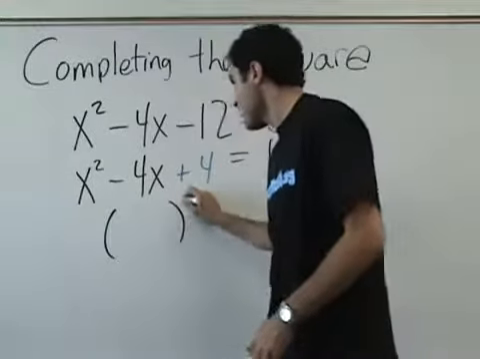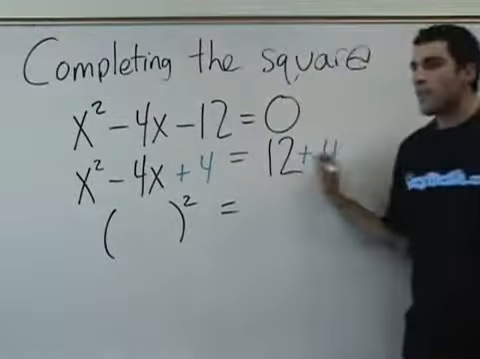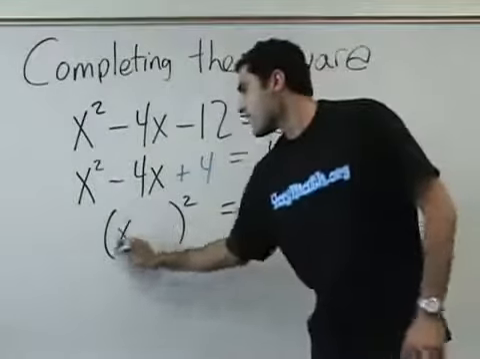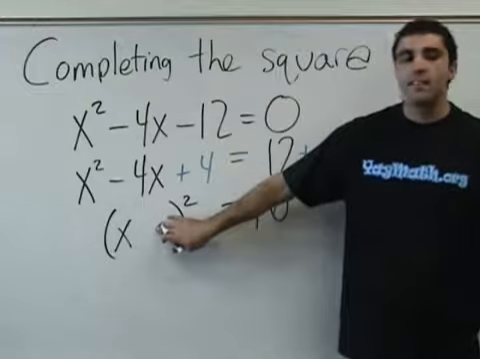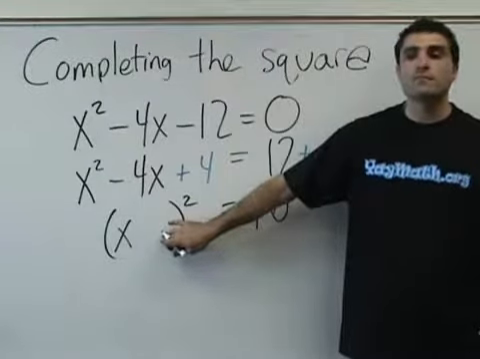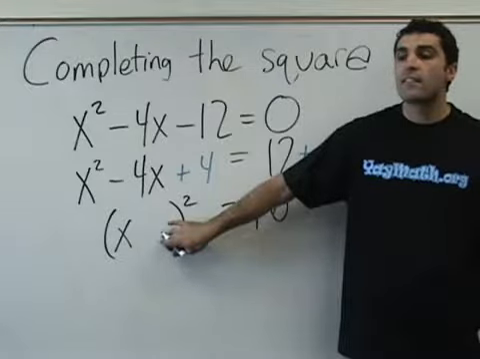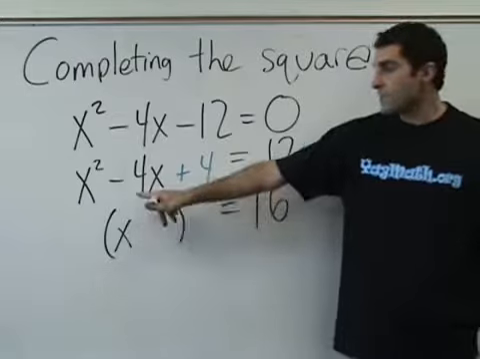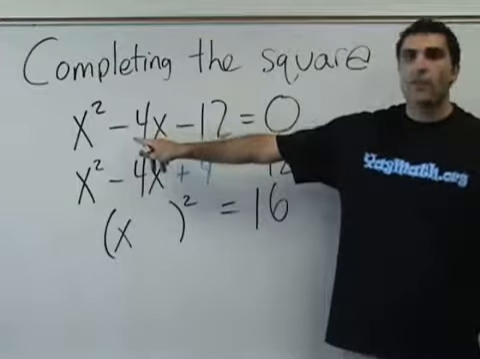Here it comes. Squared. What's 12 and 4? 16. Here's x. And remember we said b over 2 goes here. So what's b over 2? What's b? 4. Wait, what's b? Negative 4. So b is negative 4.